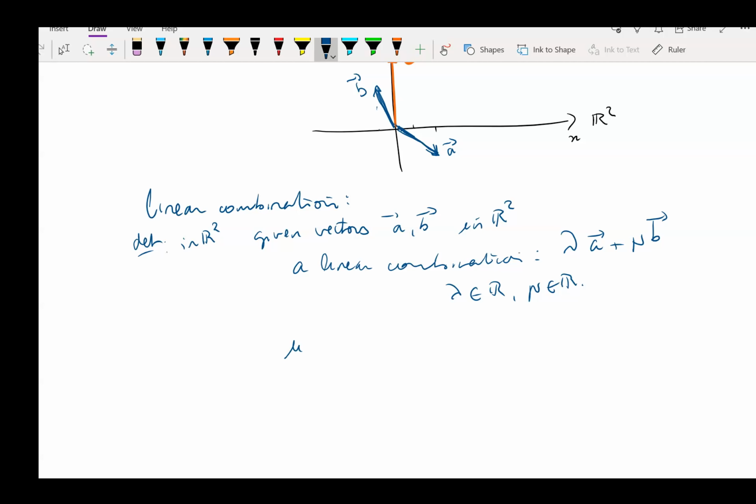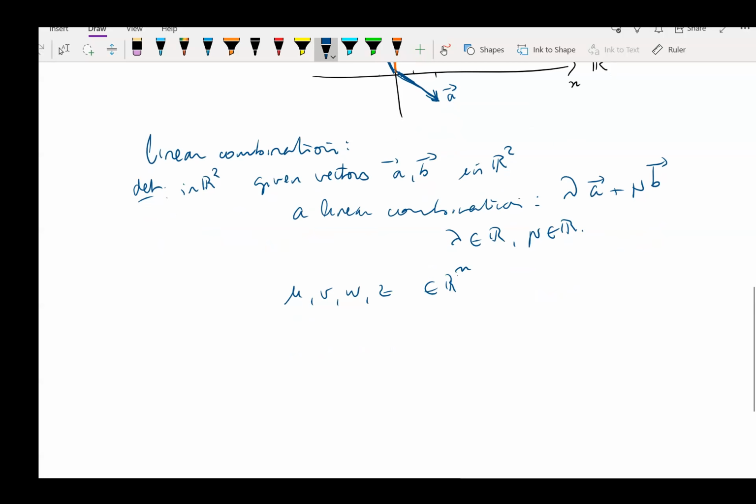So if I've got u, v, w, z vectors in R2 or even in Rn, I can do anything looking like, let's call this alpha 1 u plus alpha 2 v plus alpha 3 w plus alpha 4 z. That would be a linear combination in Rn if alpha 1, alpha 2, alpha 3, alpha 4, my coefficients, are real numbers. We even call them scalars, like we've already used that term.